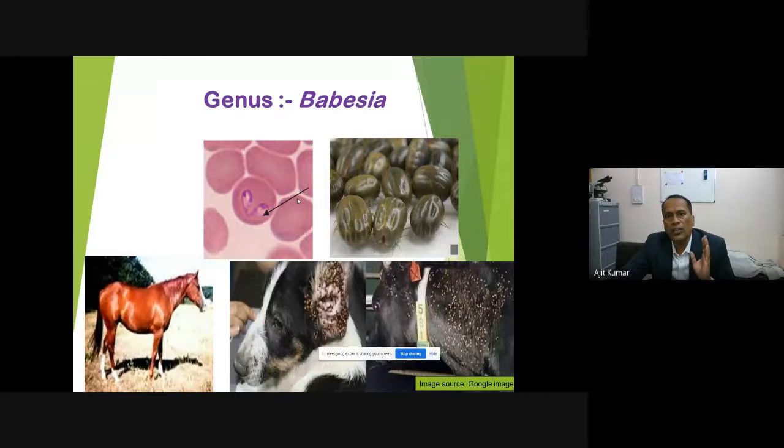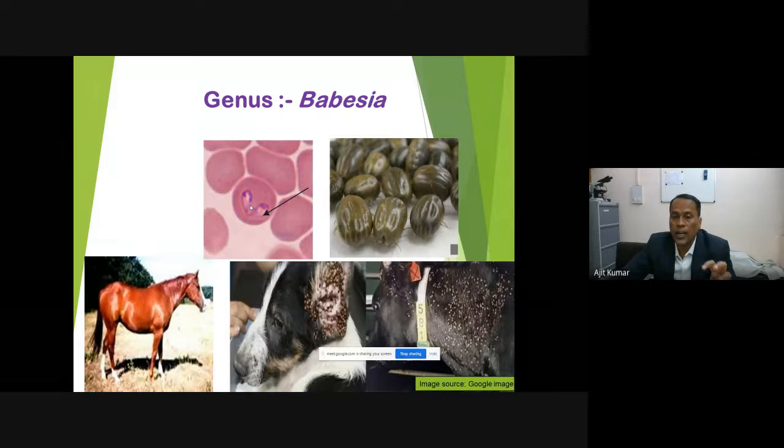Then another important hemoprotozoan parasite is Babesia, which is also found inside the RBC. This is Babesia, usually found in pairs. It is a small parasite, like Theileria, but most pathogenic, because a small parasite usually penetrates more into the host, into different organs and different systems of the host.